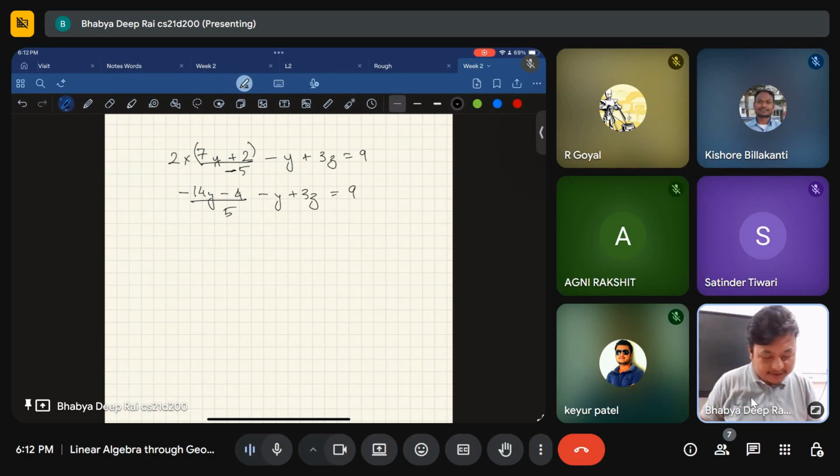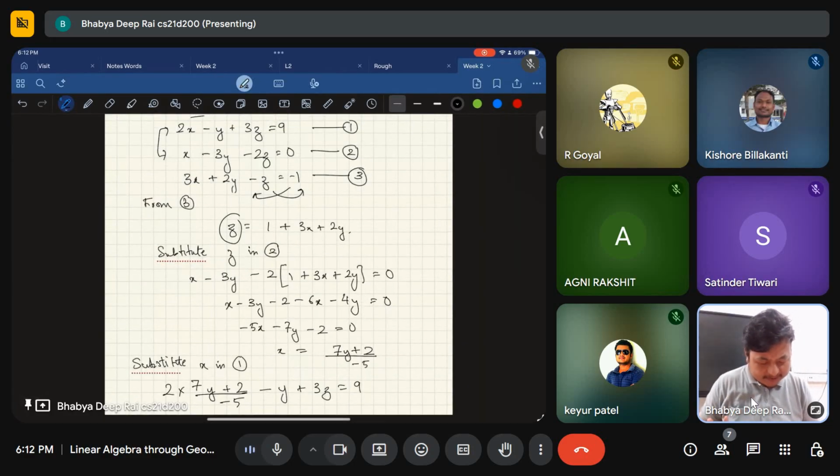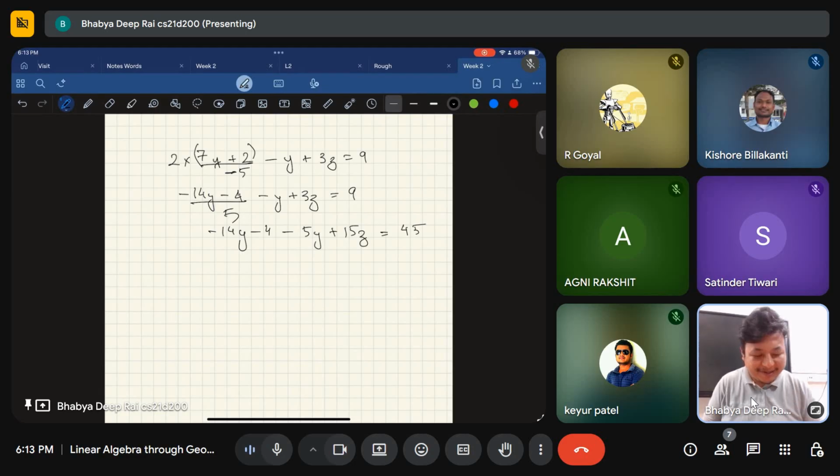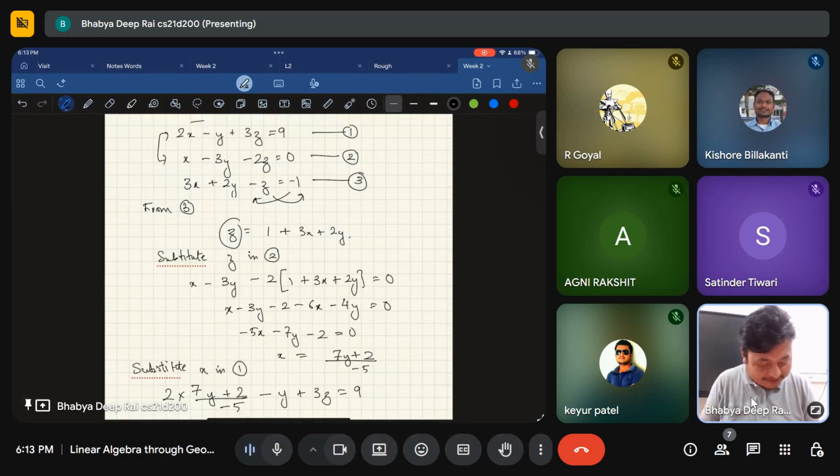By the way, what did I substitute? x. I still have y and z remaining. I did not substitute 1, it's okay, I'll just substitute that later. So minus 14y minus 4 minus 5y plus 15z equals 9 times 5 is 45. So this is what I have. But now I have two variables, right? I need to eliminate one of them. So I do a further substitution.